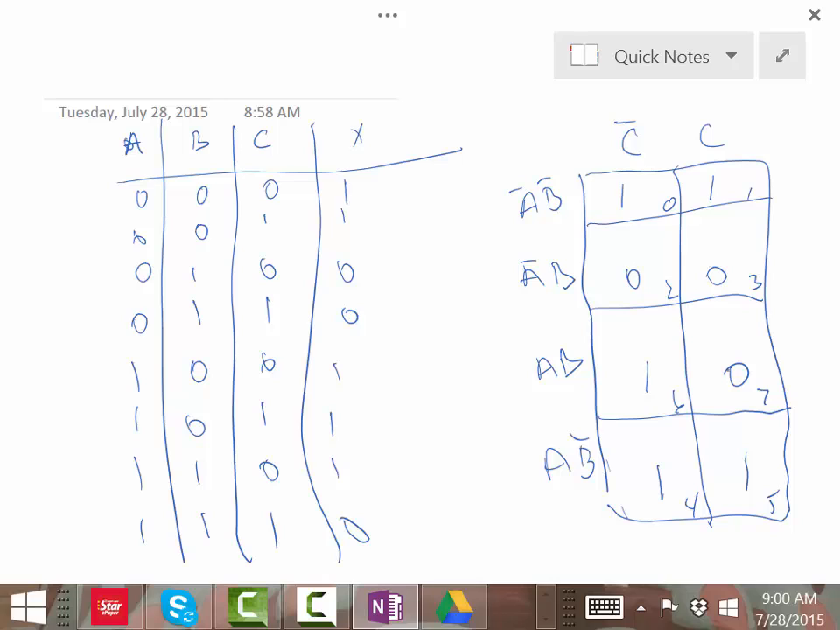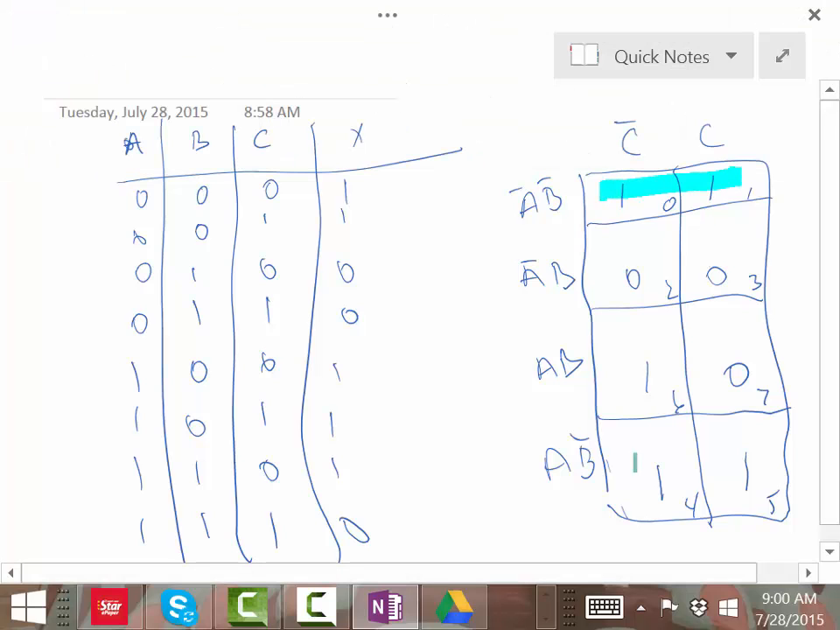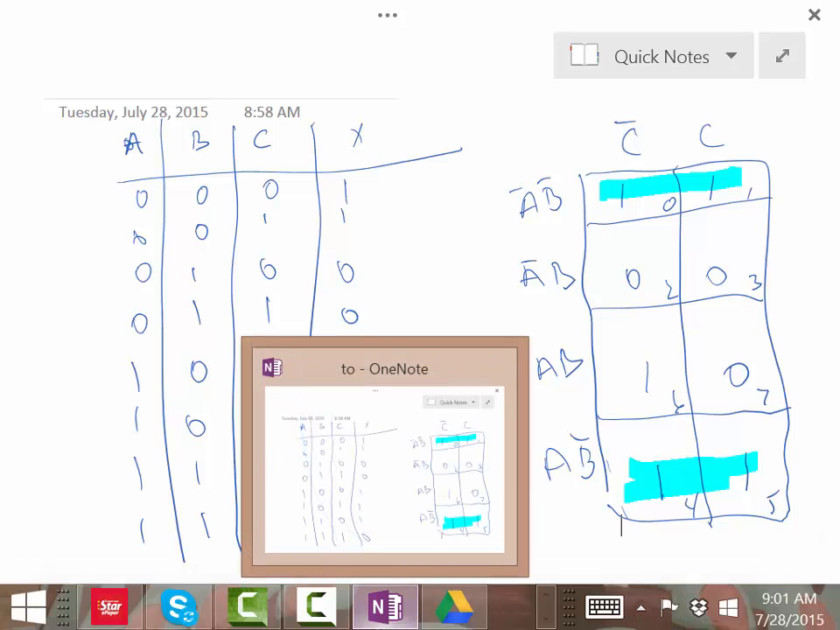Again, I look for the largest groups. Now this one's a tricky one because I have a group of 4. But my group of 4 spans here and here. Students will always miss that group of 4. We have a group of 4 that's on top and bottom. Think of this as a cylinder that wraps around, and the 2 of those are touching right there. So there's a group of 4 there, and then I have a group of 2.